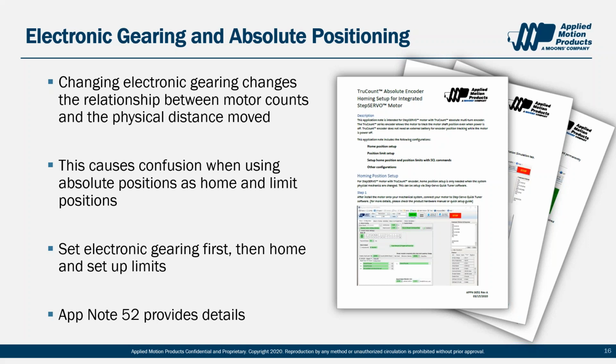Our approach is this: anytime you change the relationship between drive counts and physical distance, you need to reset the physical limits as well. And in practice, what that means is, if you change the electronic gearing, you must rehome the motor and you must reset the clockwise and the counterclockwise limits. All of this is covered again in App Note 52, and our apps engineers can walk through the procedure with you in detail.